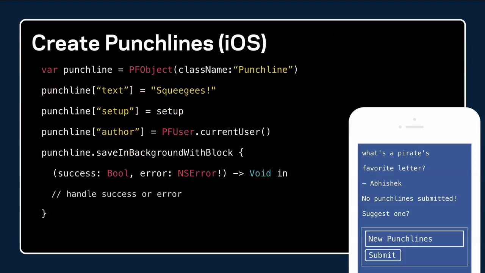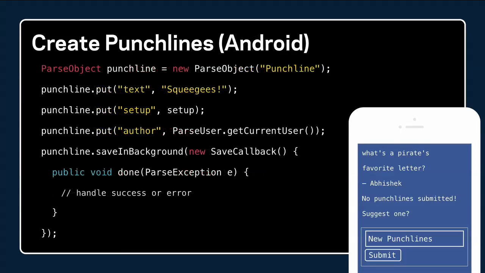ParseObject, again, equivalent PFObject, current user, saveInBackground. You get the idea. Once you start working with Parse on one platform, it starts to feel pretty natural to jump to another platform and implement the same data fetching.